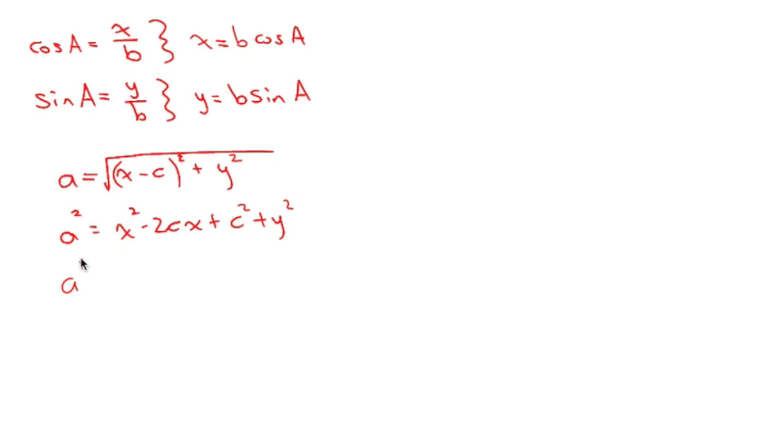So this becomes a squared is equal to x, which is b cosine a, but you're going to square it, so it becomes b squared cosine squared a. You have to square everything inside. Minus 2cx, so this becomes minus 2c times b cosine a, plus c squared, plus y squared. Now y is b sine a, so it'll be b squared sine squared a. Doesn't that look pretty?